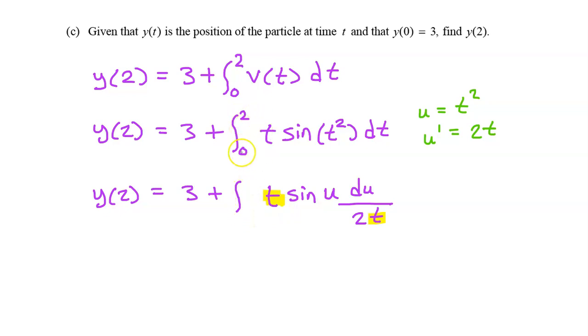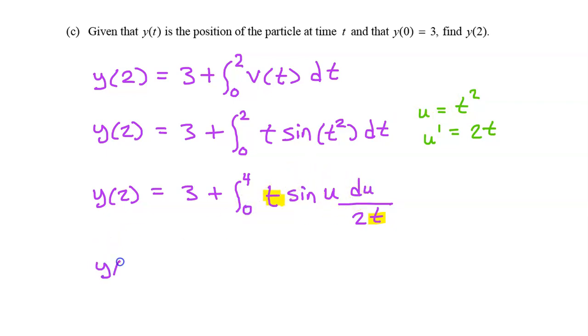Right now, the 2 and the 0 are values of t, and we need to convert them into values of u. U is equal to t squared. So let's plug in 2 for t. U is equal to 2 squared, that's 4. Let's plug in 0 for t. 0 squared is 0, so this stays a 0.